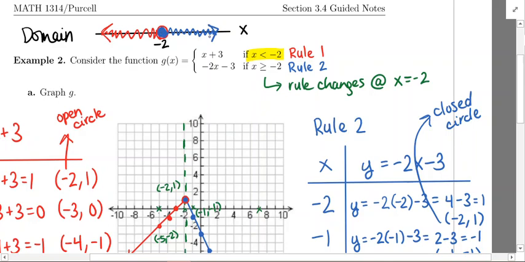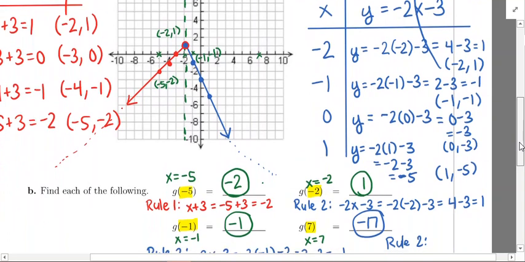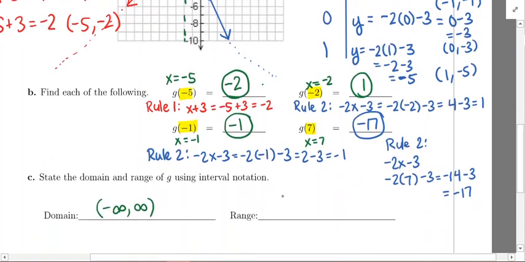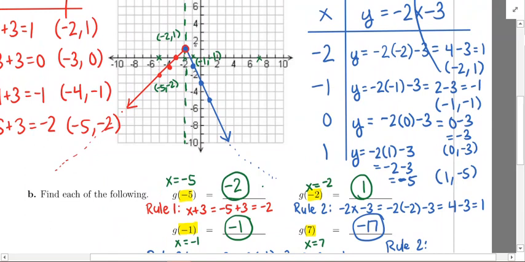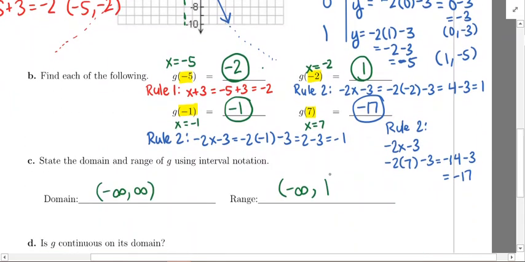The range, again, shouldn't be too much of an issue because the graph is connected, the pieces are connected. So you're going to write down your y values. You're going to go from your low point to your high point. Because both pieces are going down forever, the lowest y value is going to be negative infinity. We're going to find our high point. The highest point on the graph right here is that closed circle at negative 2, 1. So you're going to write down the y value, which is 1. And since that is a closed circle, you're going to want to include it.